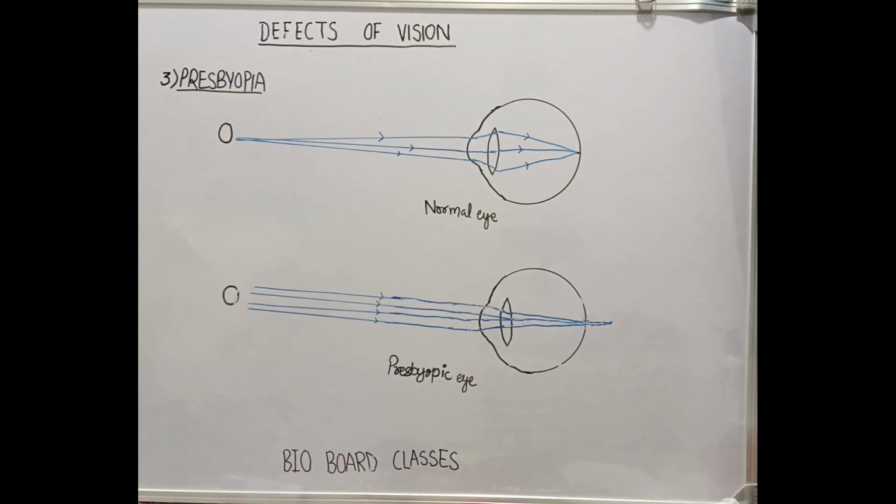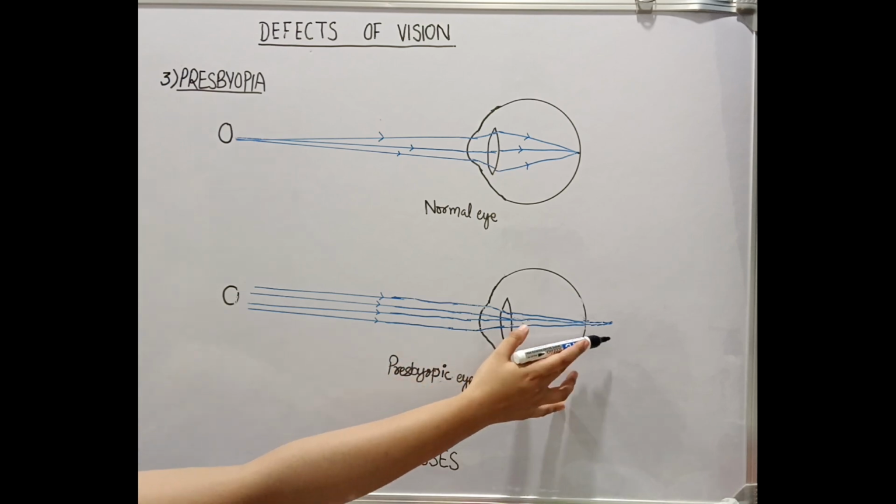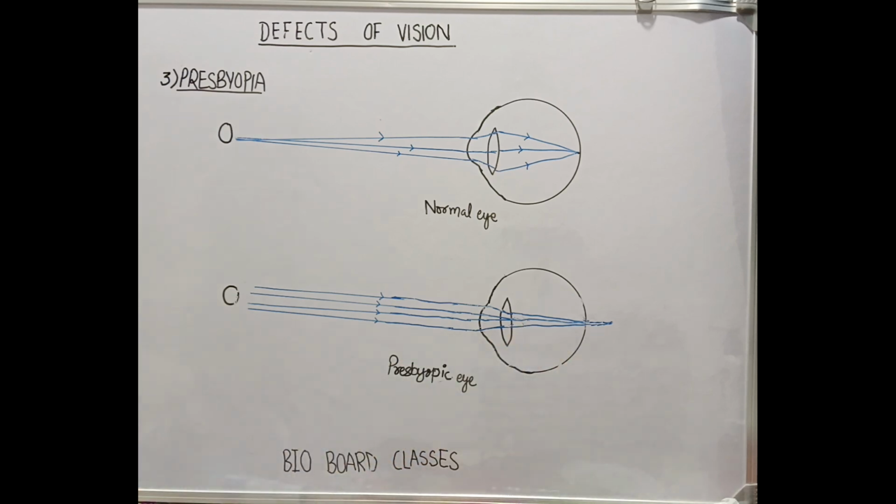Next is presbyopia. It is an age-related vision defect. It usually happens as people get older, especially after the age of 40 or 45. In this condition, a person finds it difficult to focus on nearby objects and the image forms behind the retina. What is the cause? The cause is that the flexibility of the eye lenses decreases with age and the ciliary muscles also become weak.